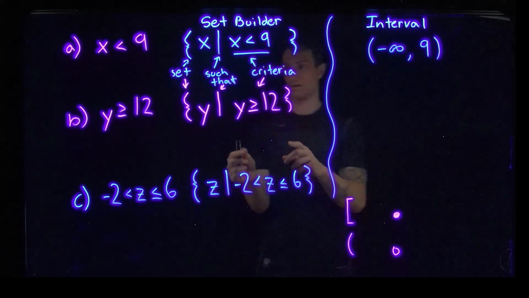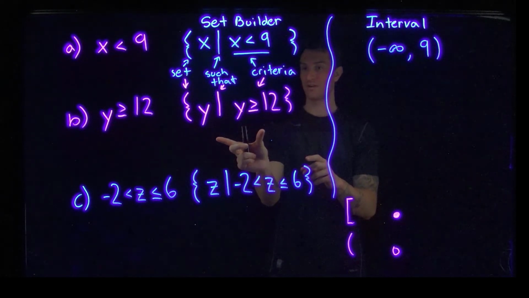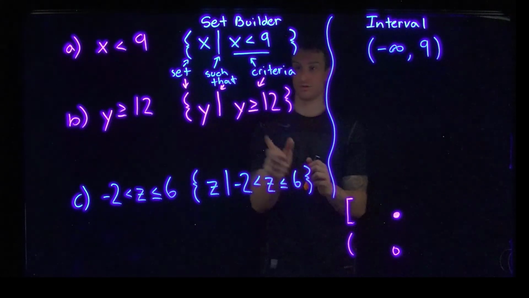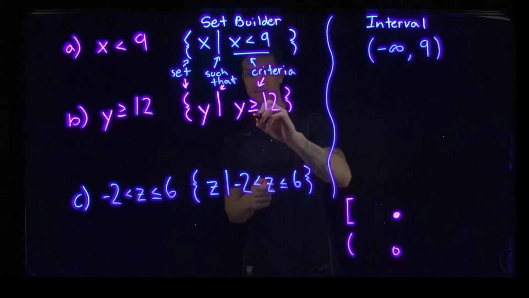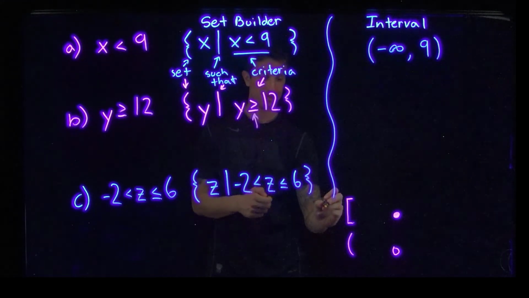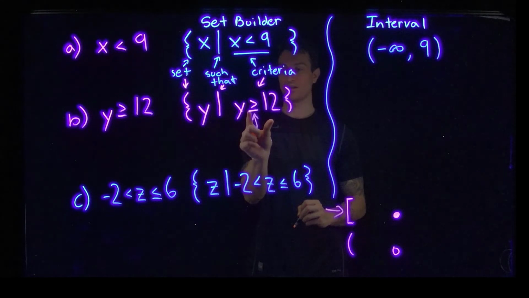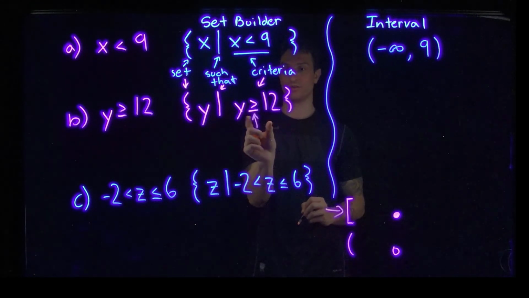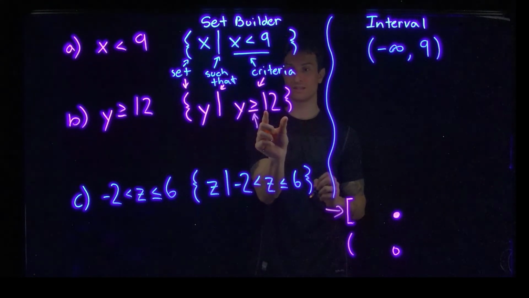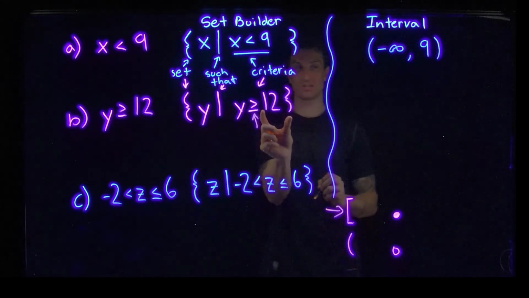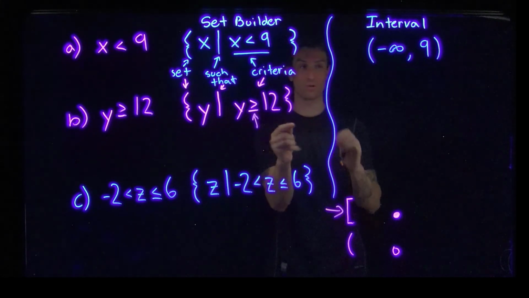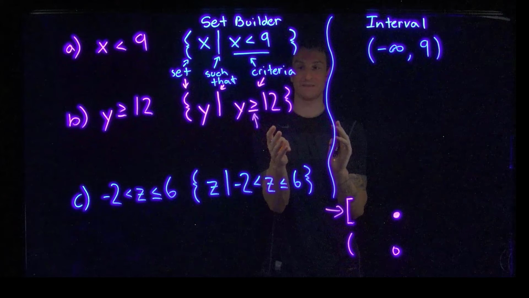Okay, second one. y is greater than or equal to 12. Notice that I specified the equals to, right? So that means I'm going to get a bracket. So it says y is greater than or equal to 12. So in this case, 12 is the smallest number that we can have. So that's where we start our interval. We can't have a number smaller than 12.